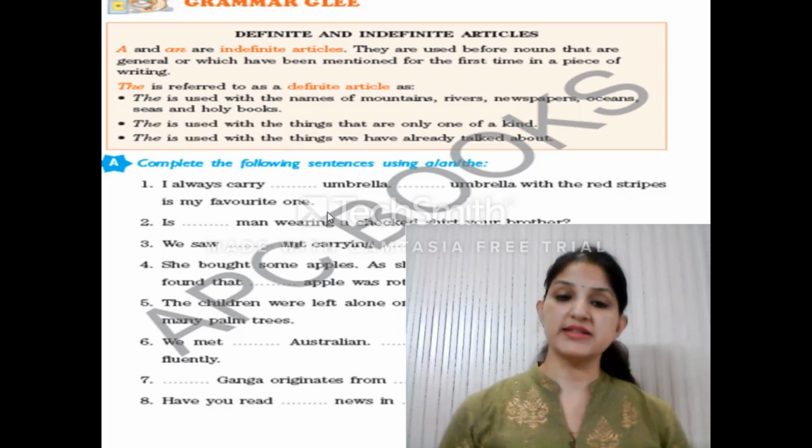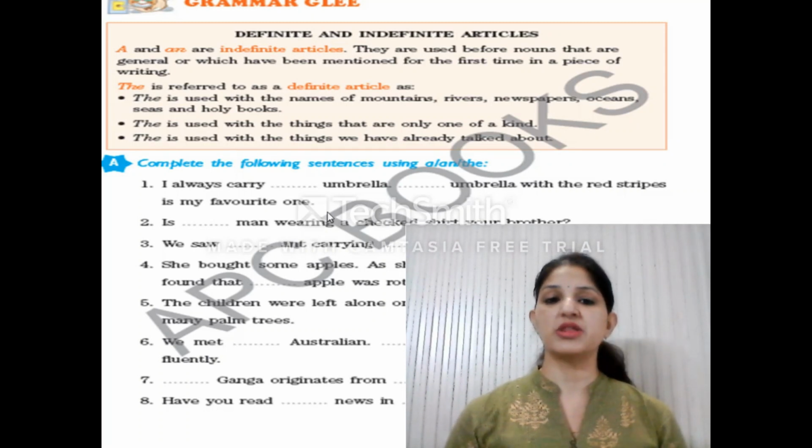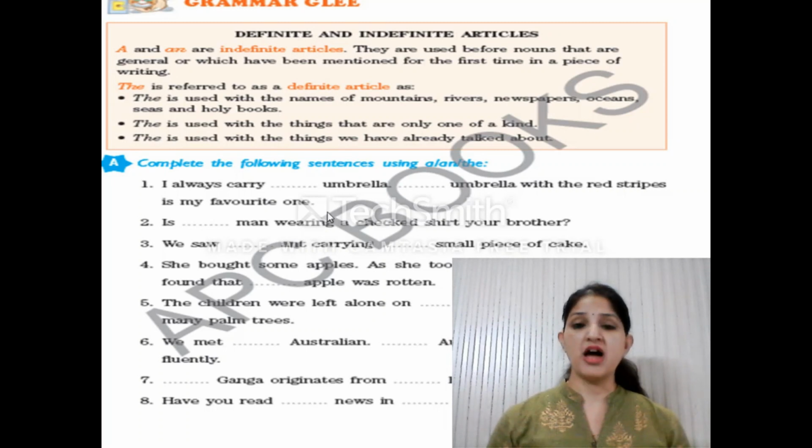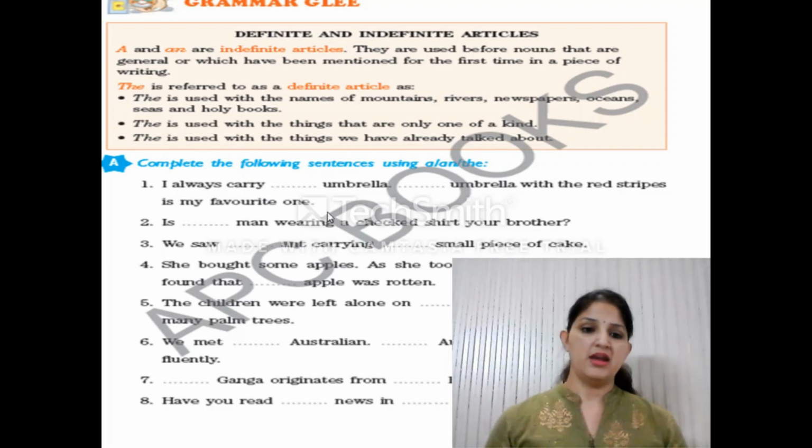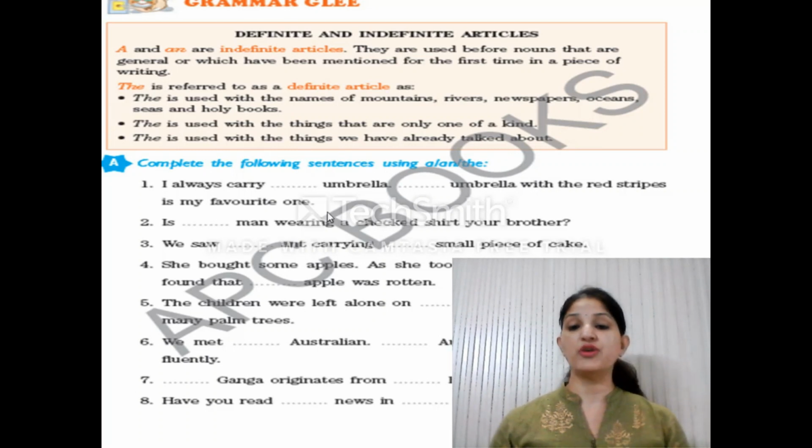The is referred to as a definite article, and it is used with the names of mountains, rivers, newspapers, oceans, seas and holy books. With these proper nouns, we use the article the. The second point is that the is used with things that are only one of a kind, like the Taj Mahal, the Red Fort, the Ganga River. Things that are one of a kind take the. The third use is with things we have already talked about.